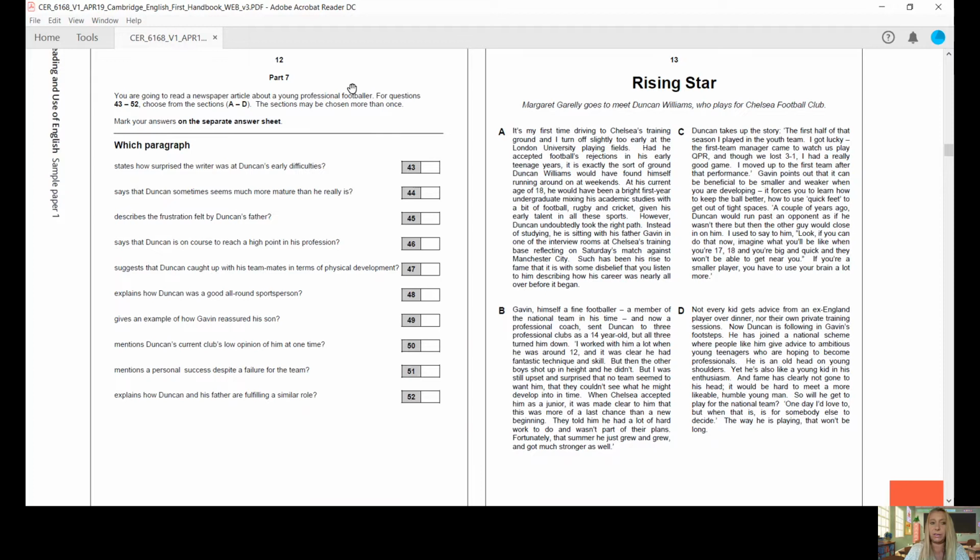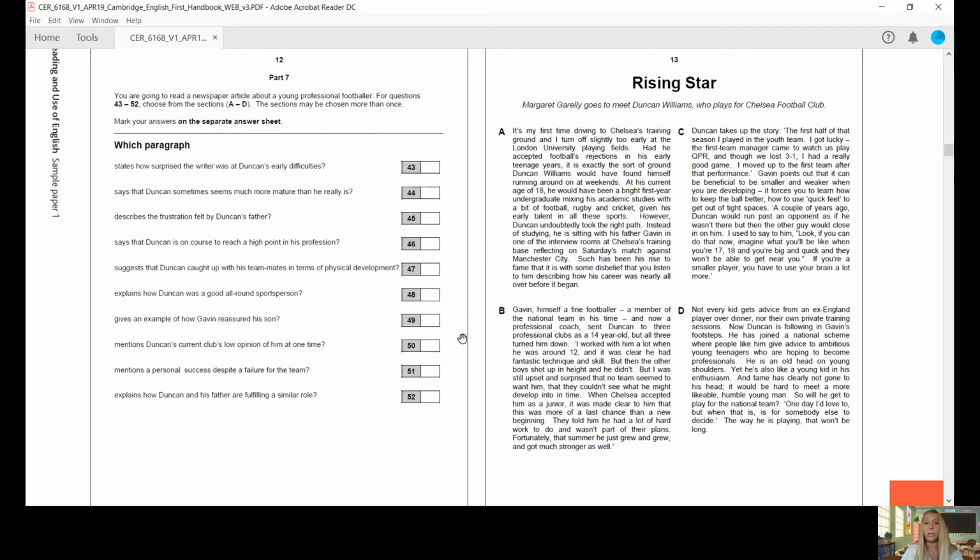In part 7, you are going to read a newspaper article about a young professional footballer. For questions 43 to 52, choose from the sections A to D. The sections may be chosen more than once. Okay, so this is important, that you can choose the same section more than once here.